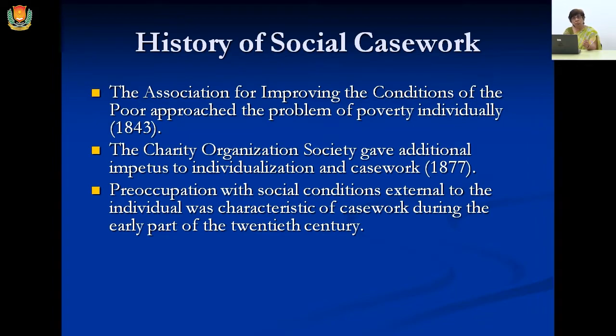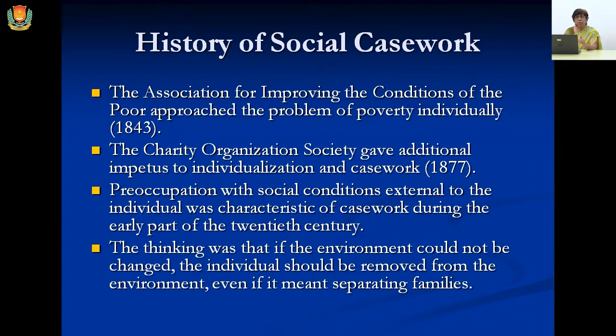preoccupation with social conditions external to the individual was characteristic of social work during the earlier part of the 20th century. In the 20th century, many approaches and theories came out, like humanistic theory, feminist theory, systems theory. Through the help of this kind of theory, they try to help the people and bring them out of various kinds of problems.